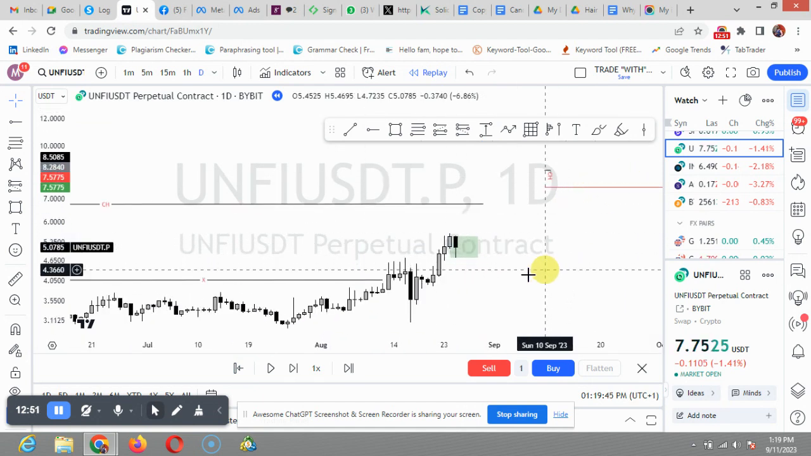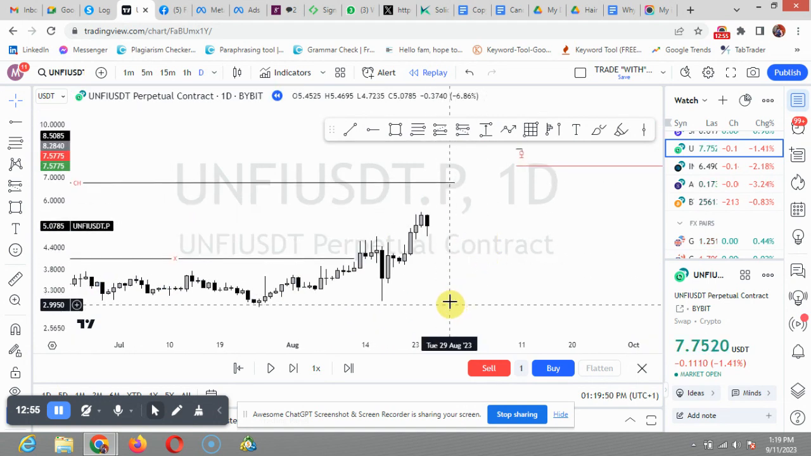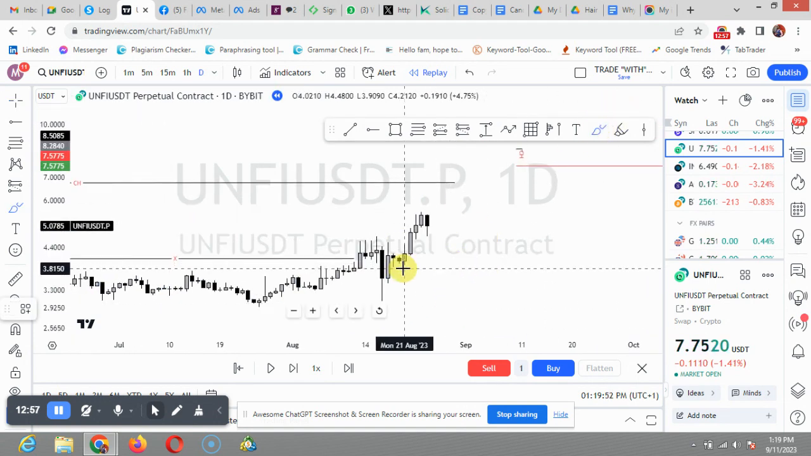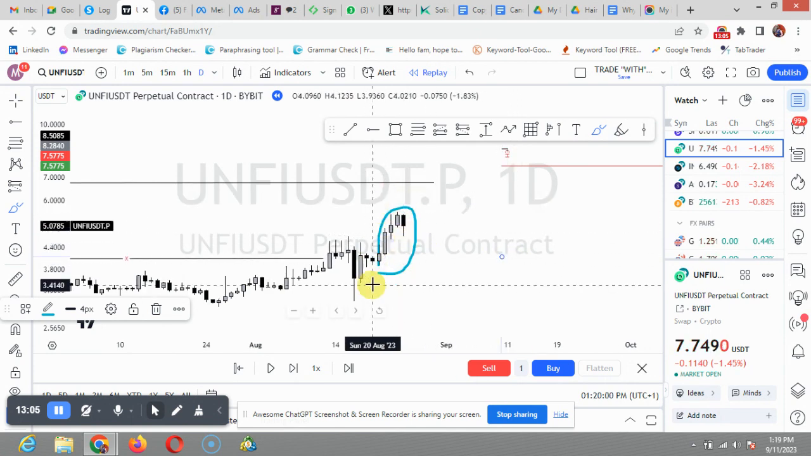Alright, so take a look at this move. Let's see all this move from this point, and all of this move. You see, right? Now, inside this circle, you can see what? Bullish candles. You can see 1, 2, 3, 4.